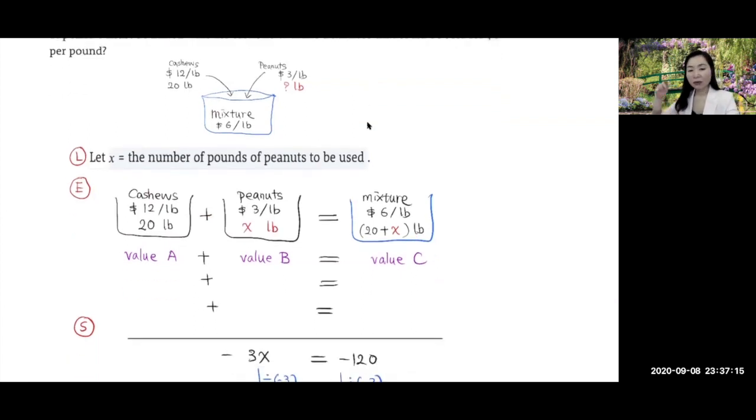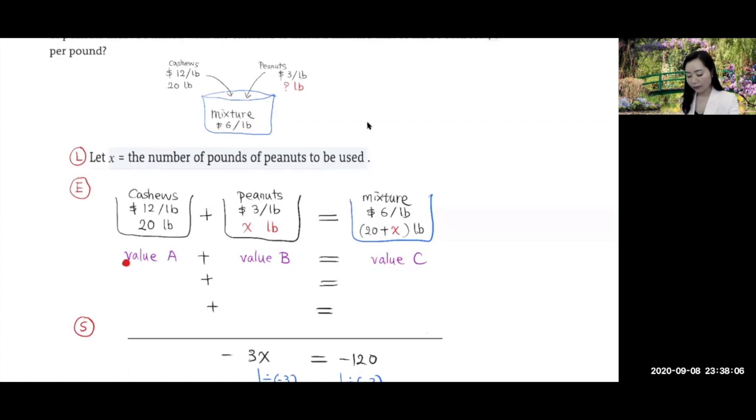Now think about what will be equal to what. Think about what will be unchanged before you mix and after you mix. The value is not going to change. If you mix this with this, the value of this plus the value of this will equal the value here in the mixture. So when you mix two things together, the value for A and the value for B will all go into the mixture. The value here plus the value here equals the value over here.